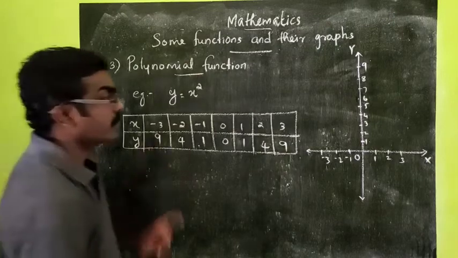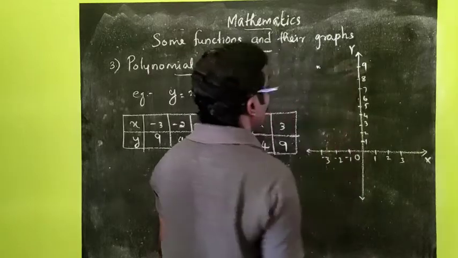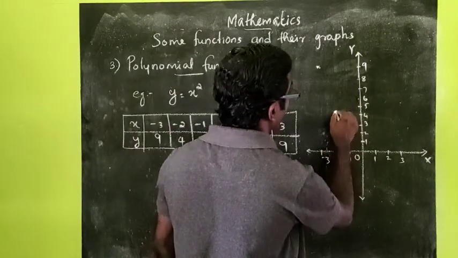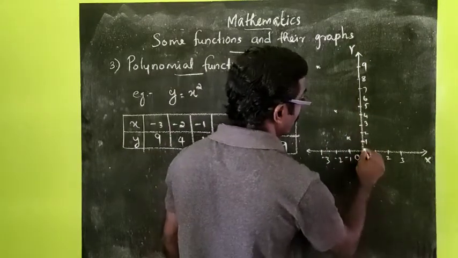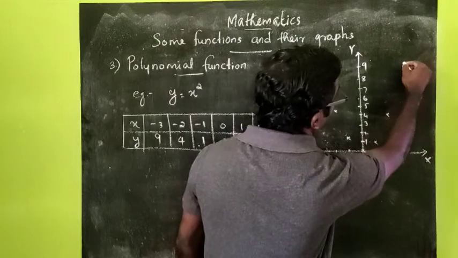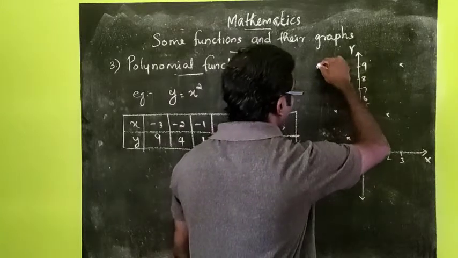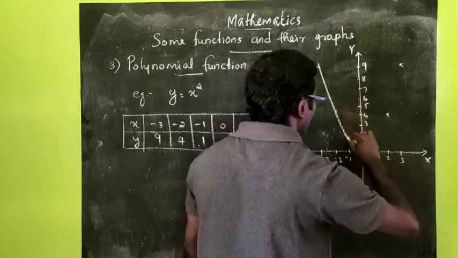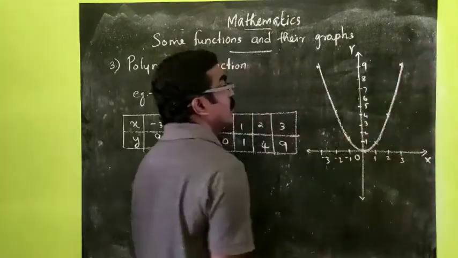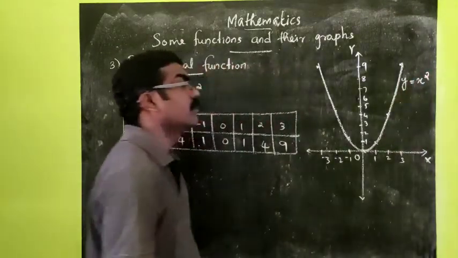-3 image is 9. So -3, here we can mark -3 comma 9. Then -2, 4. -2 the image is 4. -1, 1. 0, 0. 1, 1. 2, 4. 3, 9. Okay. Now we can join these points using freehand curve. Okay, so this is the graph of y is equal to x square. Clear?